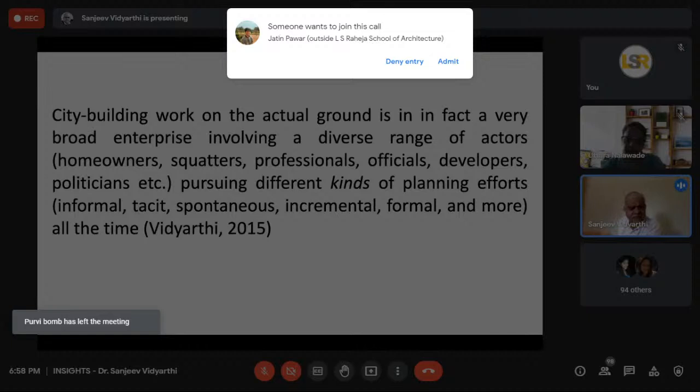Developers have their own plans. Builders make their plans. Architects, designers, practitioners do their own thing. Politicians make very important plans. They also make deals. And some of them are very corrupt deals. Then squatters, informal settlement residents, the different kinds of planning efforts that come together and then shape this kind of city building at the larger scale.